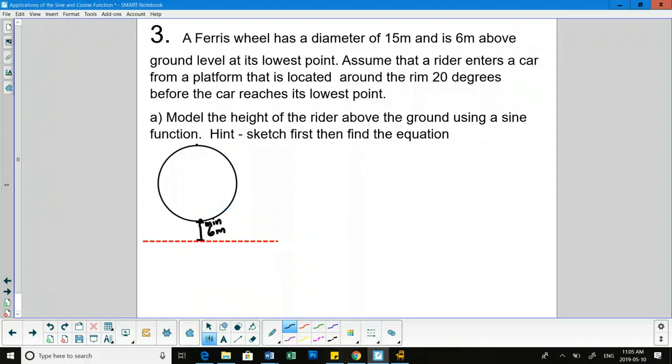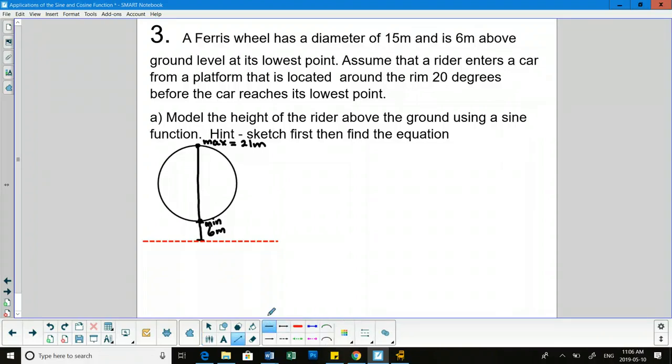Okay, can somebody tell me what the maximum is? This location is the max. What's the highest a rider could be above the ground, Bonnie? 21 meters. The 15 meters of the diameter plus the 6 meters above the ground.